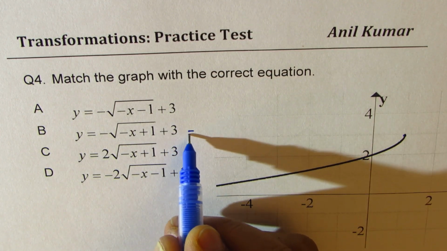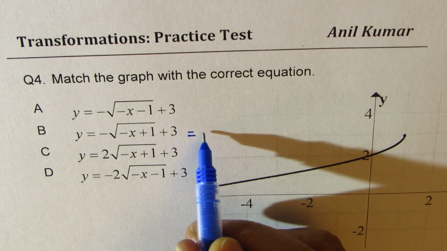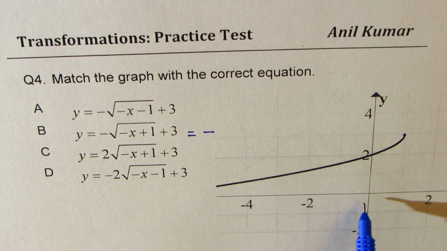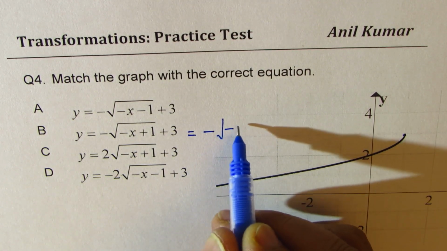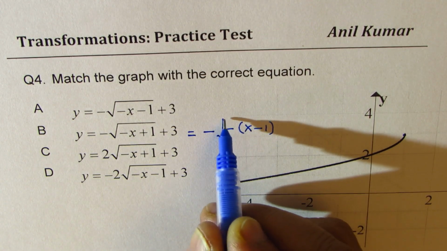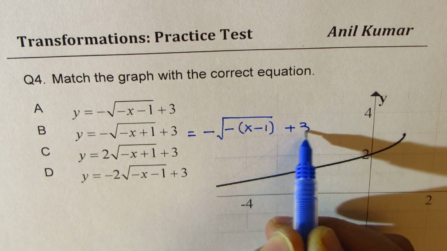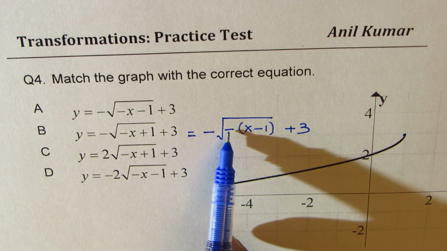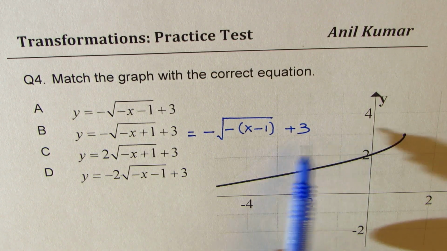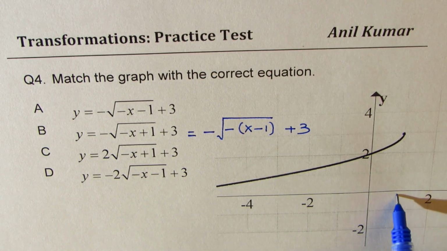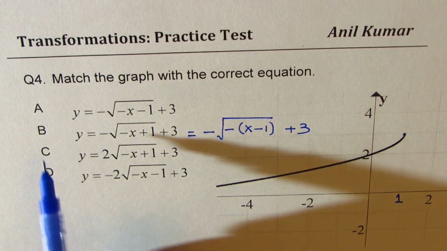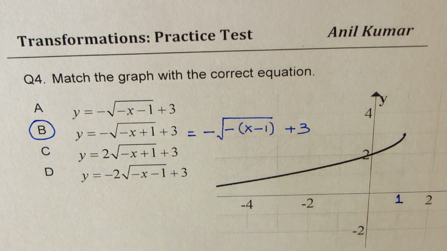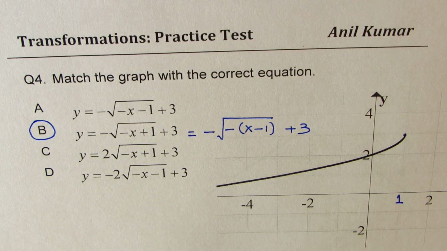Let's rewrite this equation. Minus here means reflection on the x-axis, and inside term could be written as minus x minus 1, and then we have translated 3 units up. So that is a reflection on the y-axis, and moving 1 unit to the right, it matches, right? So it matches. So option B is the right option, correct? I hope you're getting it.